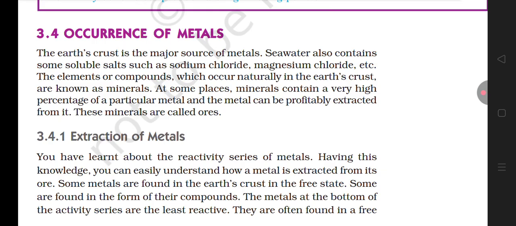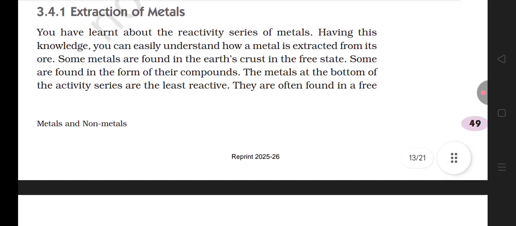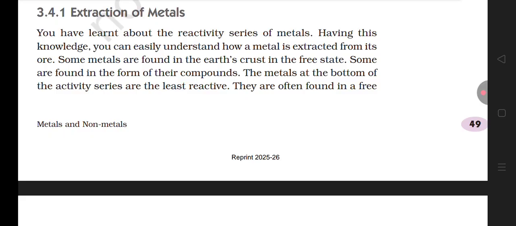Now see, extraction of metal, if I come to this topic, you have already learned about the reactivity series of metals. Having this knowledge, you can easily understand how metal is extracted from ore. Some metals are found in the earth crust in the free state.